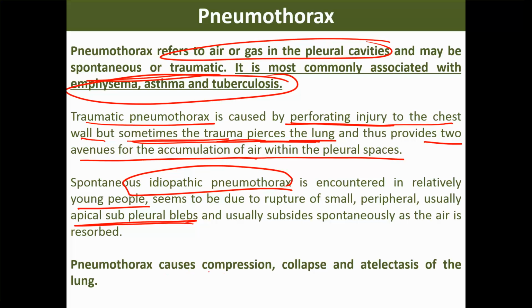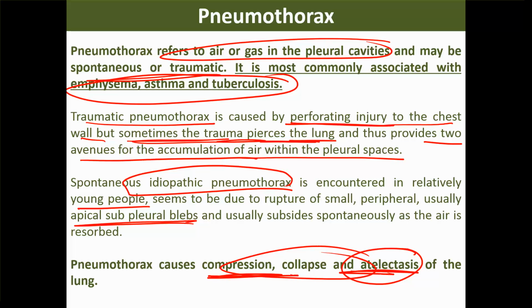Whatever the cause, if pneumothorax comes, it will cause atelectasis. That atelectasis is a compression atelectasis, and the lung will collapse. So this is the problem that happens in pneumothorax. Immediately you have to decompress, which means you have to remove the air from the pleura. That is the treatment for pneumothorax.